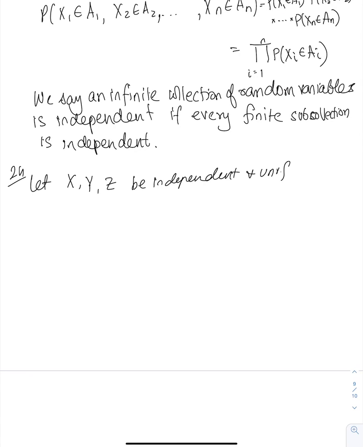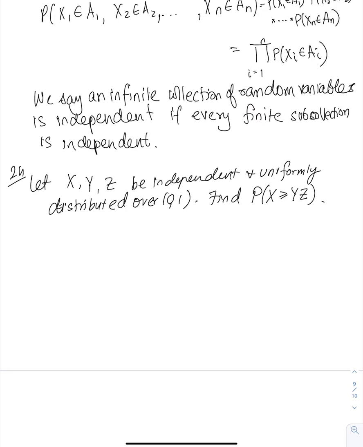And they're all uniformly distributed over 0, 1. Find the probability that X is bigger than or equal to Y times Z. Okay. So take a moment and think about what is their joint density. What is f of x comma y comma z? We know that they're independent, so the density is equal to the product of their densities.